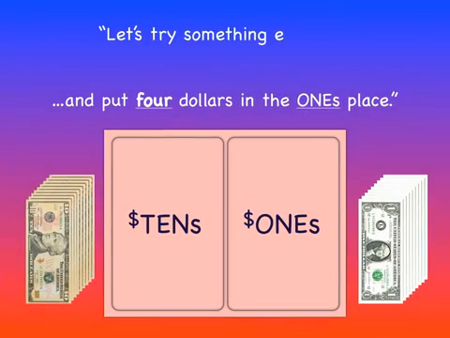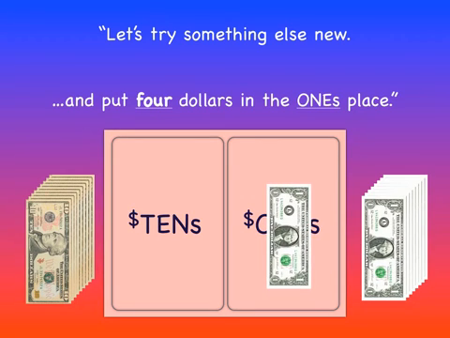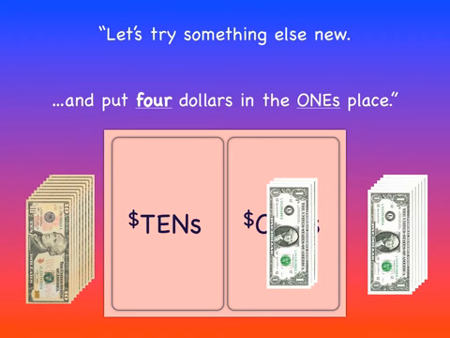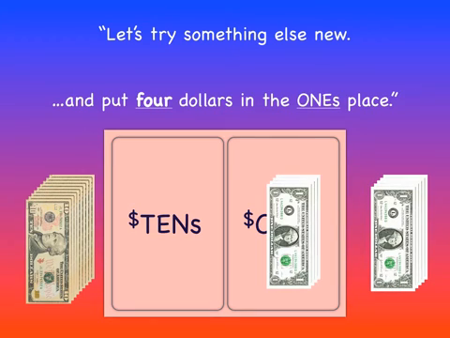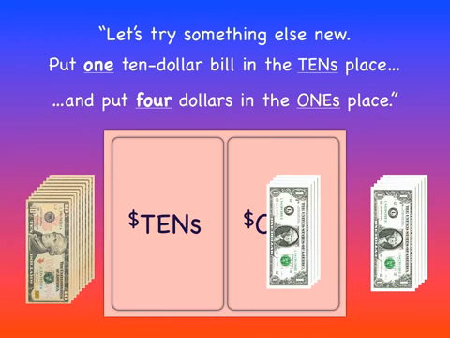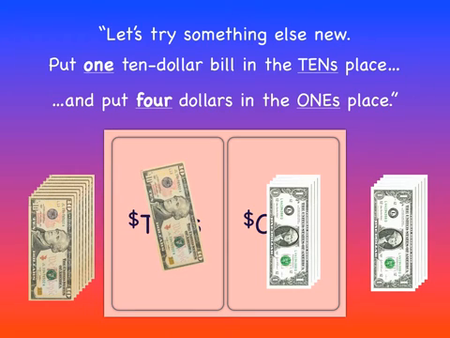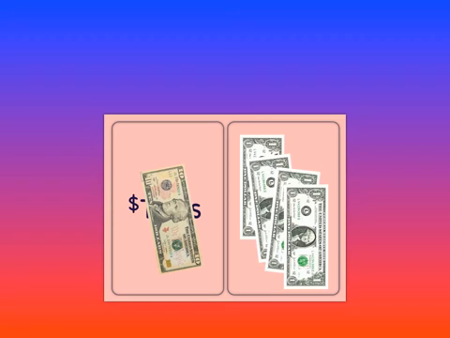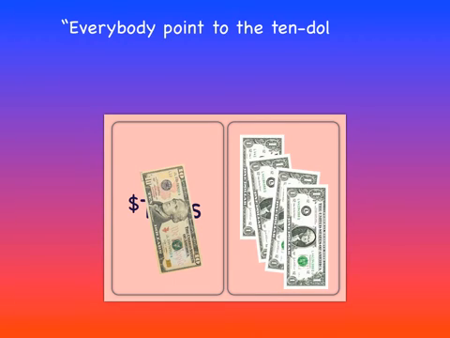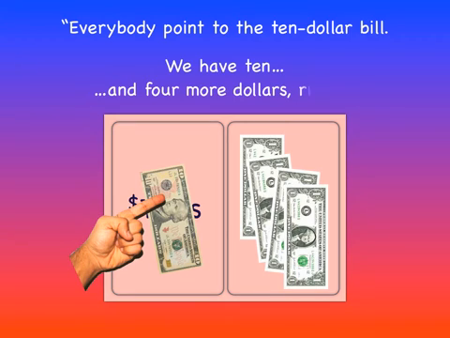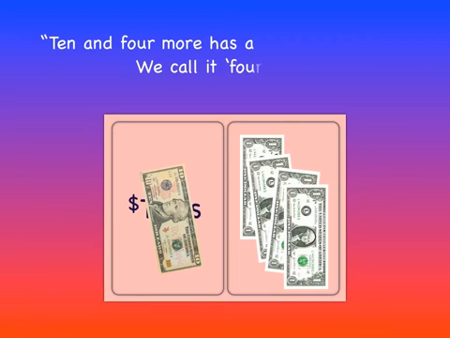Let's try something else new. $4 in the ones place, one $10 bill in the tens place. How much is that? We have a 10 over there. We've got 4 ones. Everybody point to the $10 bill. Okay, we have 10 and 4 more dollars, right? 10 and 4 more has a special name too. We call it 14.